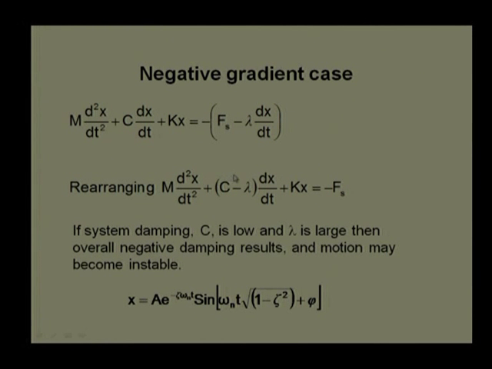Now, this zeta is decided based on C minus lambda divided by 2 square root of m into k. m is not going to change, k is not going to change, C is not going to change. It is only the lambda which decides, and that depends on how the static coefficient of friction converges to the kinetic coefficient of friction. If there is a huge variation, say the static coefficient of friction is 0.3 or 0.4 and the kinetic coefficient of friction turns out to be 0.05 or 0.1, there is a huge difference. Naturally, there will be a finite value of lambda which may be greater than C. That is going to introduce instability. That is a major problem for us.